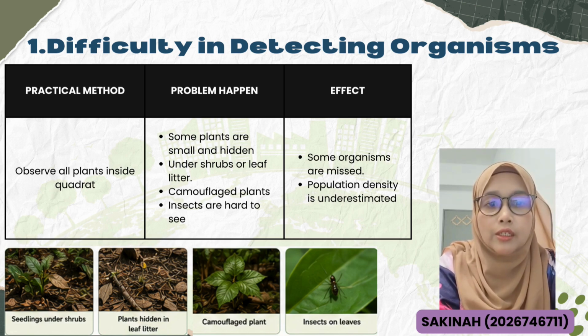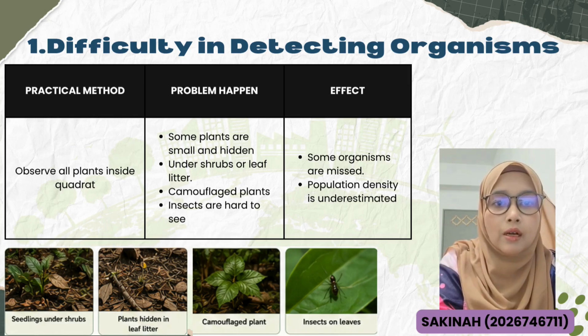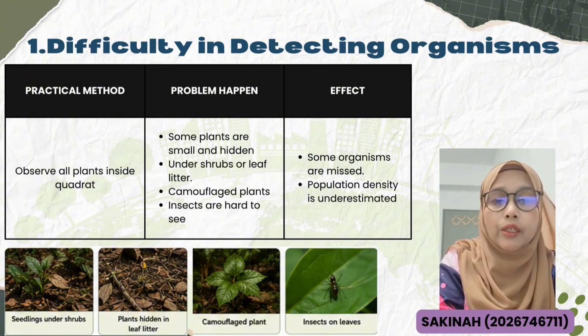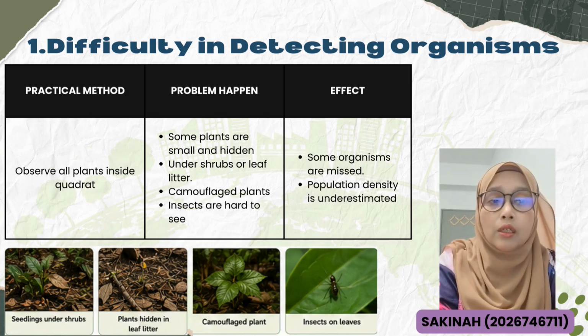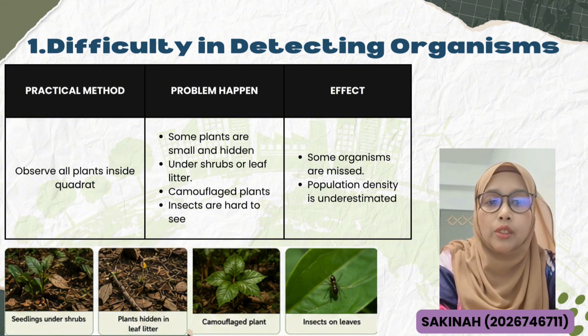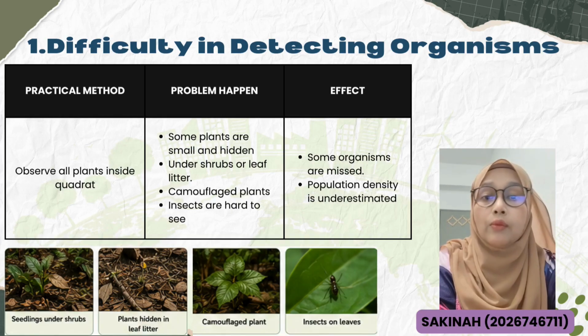The first challenge is that during our observation, some plants were difficult to detect because they were hidden by taller plants, grass, or leaf litter. Small seedlings can easily be overlooked during the sampling. If some individuals are missed, the total number recorded will be lower than the actual population. This causes an underestimation of population density and abundance.